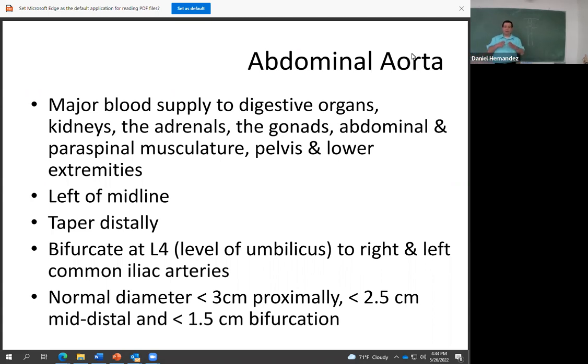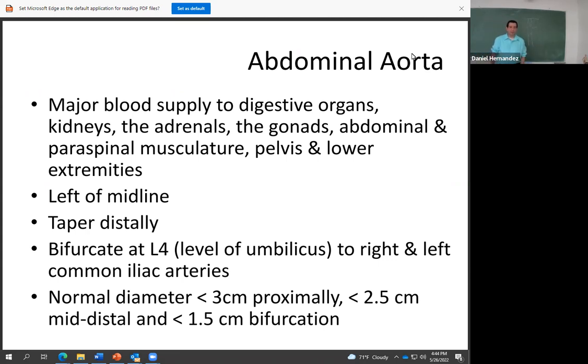It starts larger in diameter and will start to taper and get slightly more narrow distally as we work our way down. And then the aorta will typically bifurcate, or split, into the right and left common iliac arteries at the level of the L4 spine. So this is typically around the level of the umbilicus, the belly button. When we talk about normal diameters, we like to use 3 centimeters as our measurement for determining whether an aorta is considered dilated or aneurysmal versus a normal diameter.